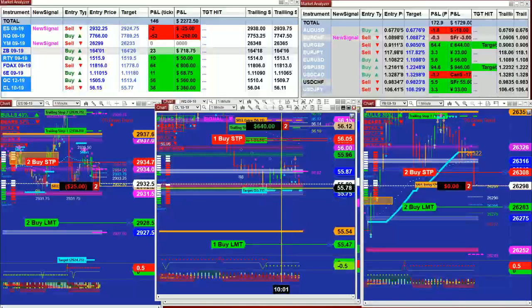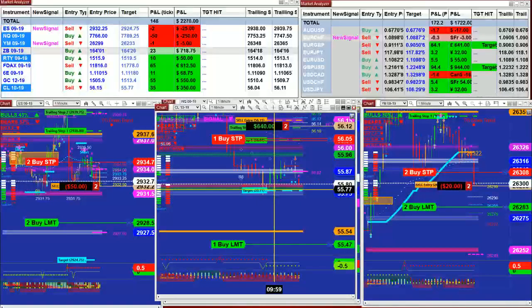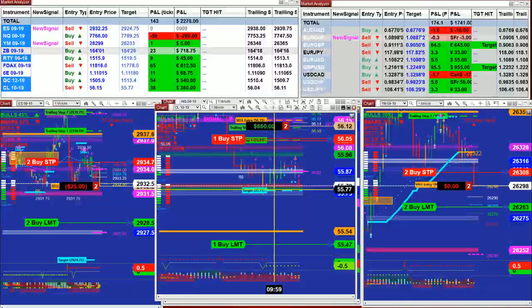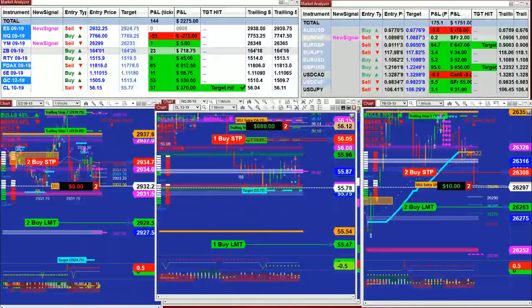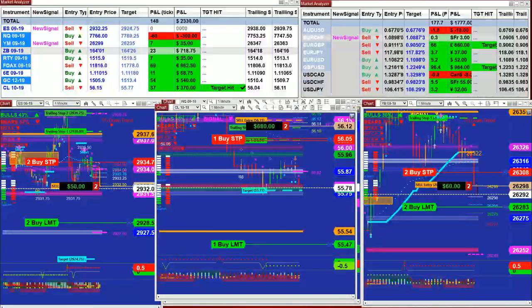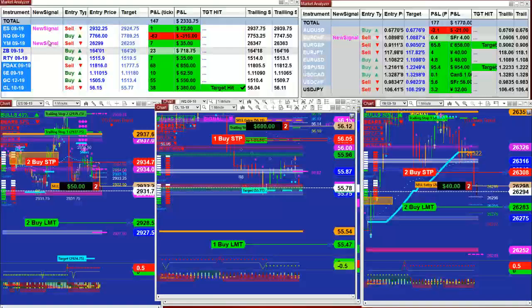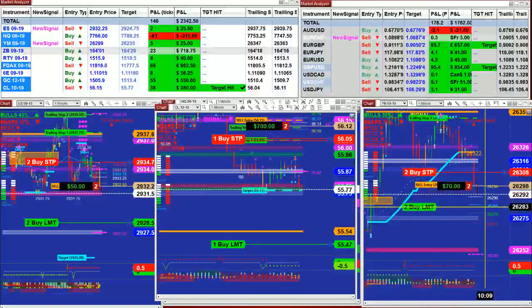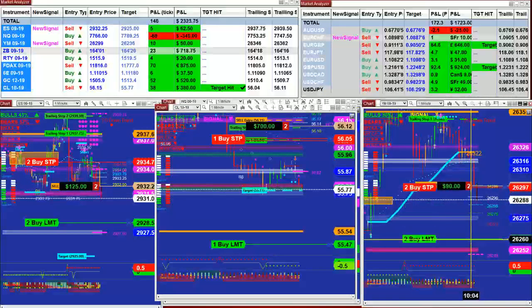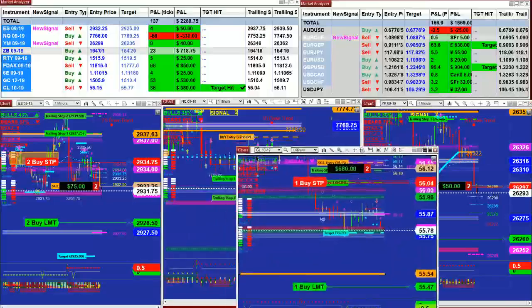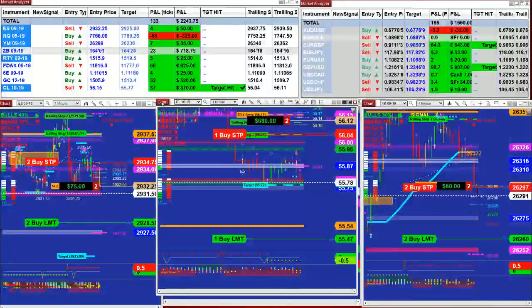As you see, the CL keeps going back and forth for the last half an hour, and I mean, is it really worth it to pick up a few ticks here and there? For the ES, we got a new signal. YM, a new signal, sell. And where is the Nasdaq? The Nasdaq, we don't have a short trade yet.